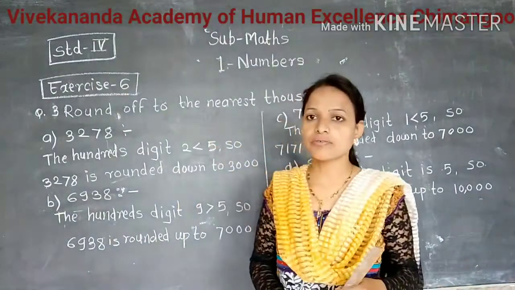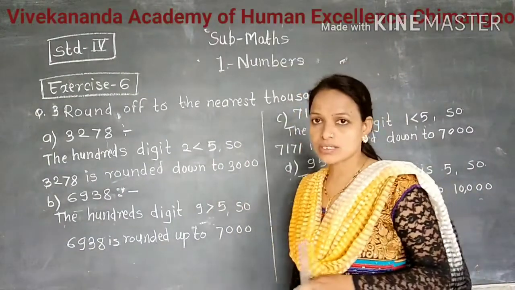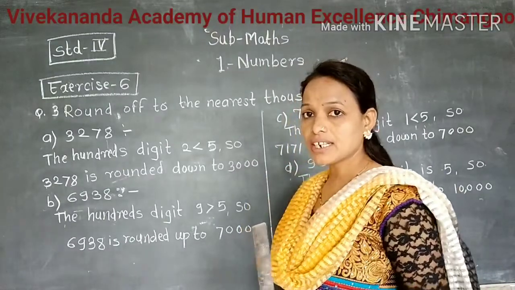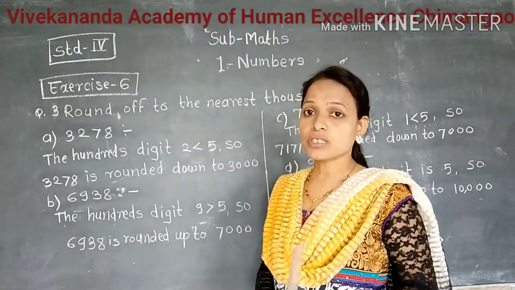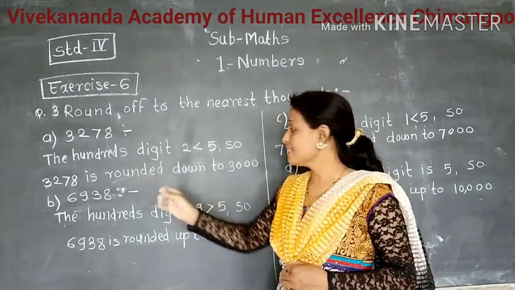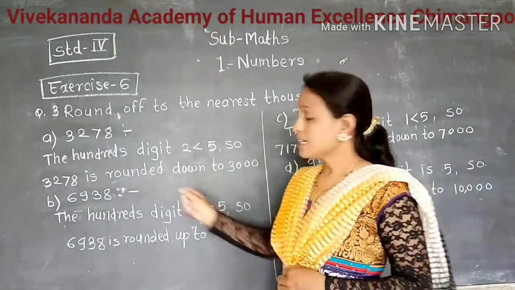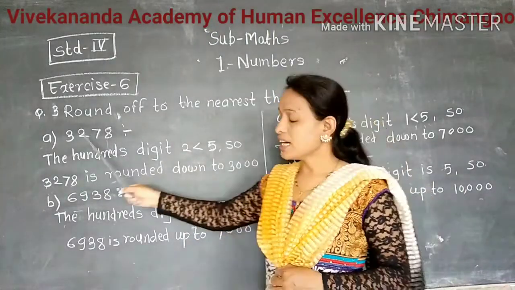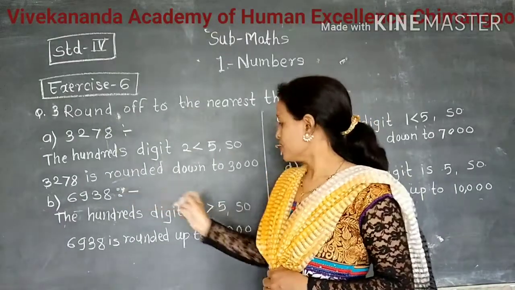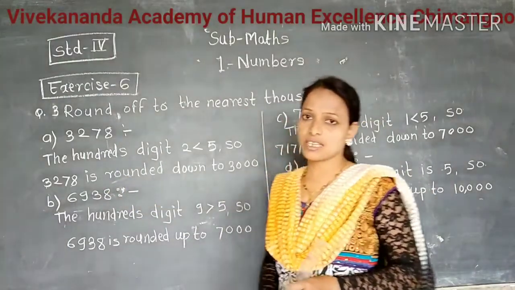Next, question number 3 from exercise 6. Rounded off to the nearest thousands. From that, first number C, 3,278. So here we have to see the hundreds digit. Here the hundreds digit is 2, which is less than 5. So the ones digit is replaced by 0, tens digit replaced by 0, hundreds digit replaced by 0. Means 8 replaced by 0, 7 replaced by 0, and 2 replaced by 0.